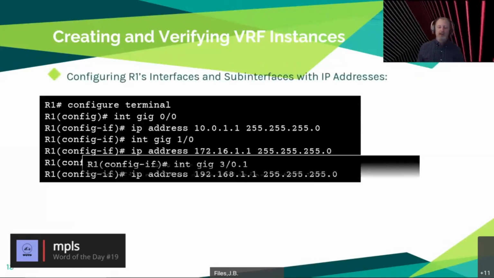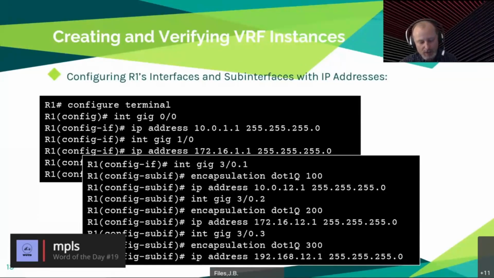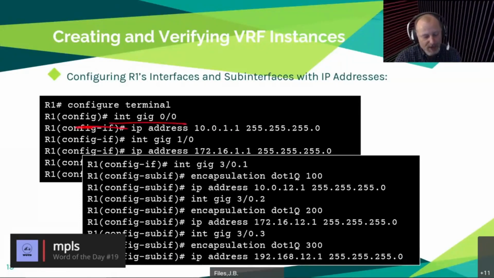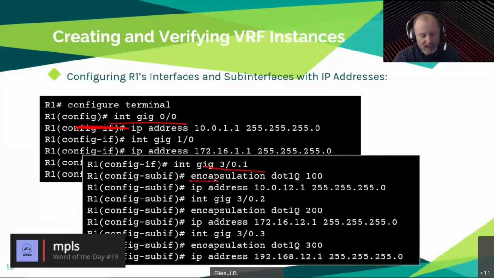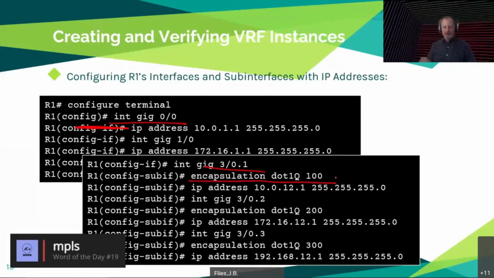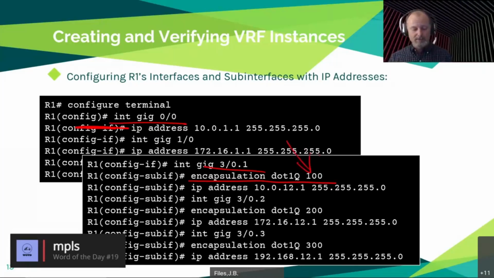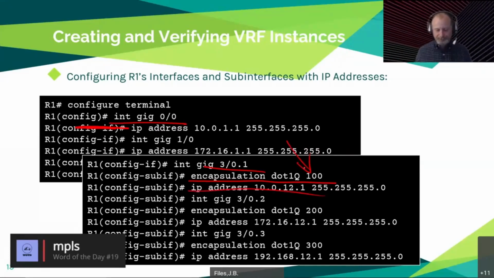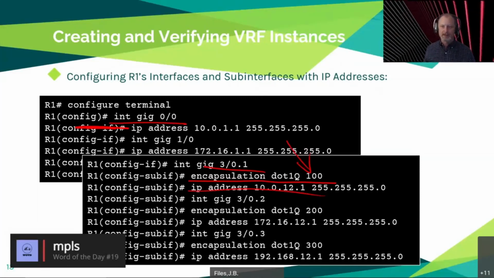And now to put IP addresses on them and whatnot, it's the same like you would normally. On the physical interfaces, we just IP address, no biggie. On the sub interface, it's basically kind of trunking, right? So we have to tell it what VLAN it's going to be a part of. We're just using 100, 200, 300, and then assign it the appropriate IP address.